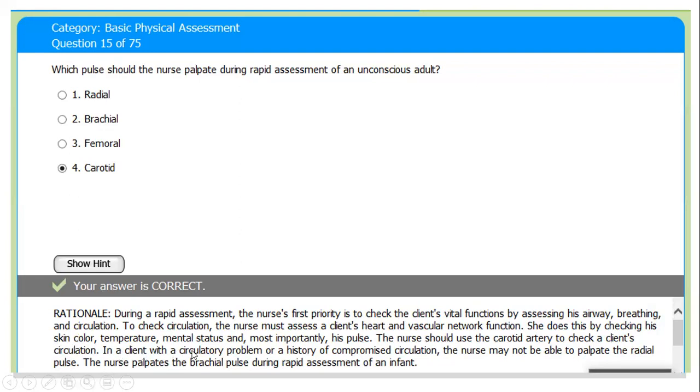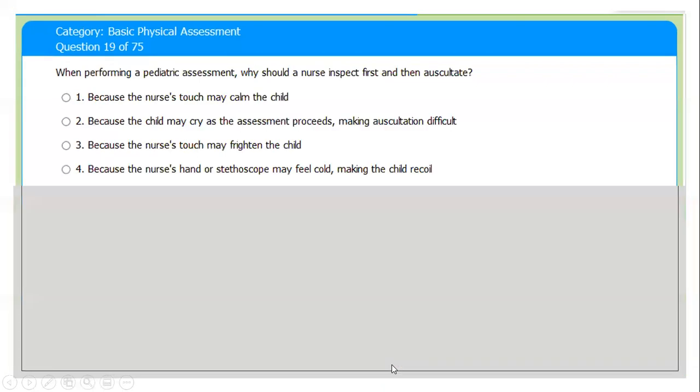In a client with a circulatory problem or a history of compromised circulation, the nurse may not be able to palpate the radial pulse. The nurse palpates the brachial pulse during the rapid assessment of an infant.